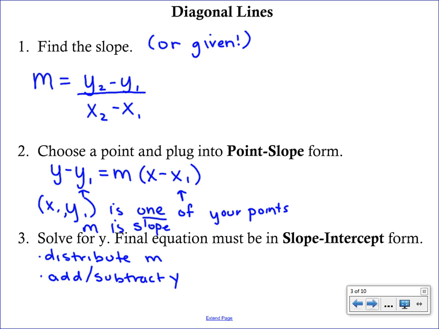And again, these steps are just guidelines for you. We'll go through some very specific examples that will help you. But your final answer must be in slope-intercept form, which again, you should recognize as y equals mx plus b.